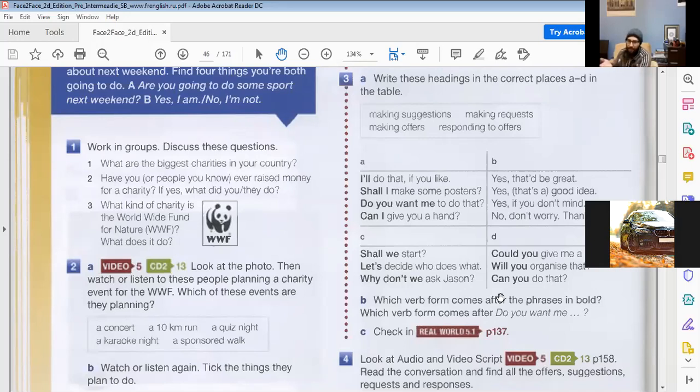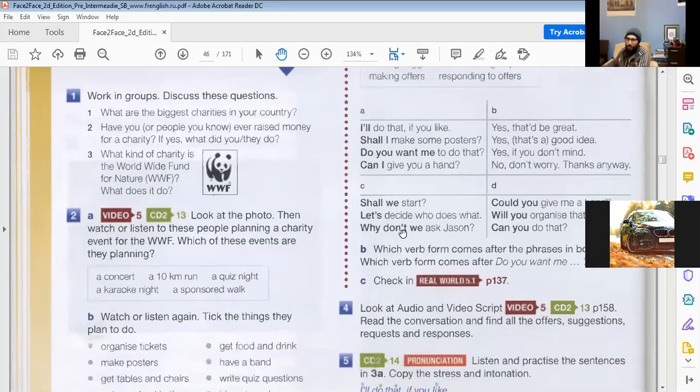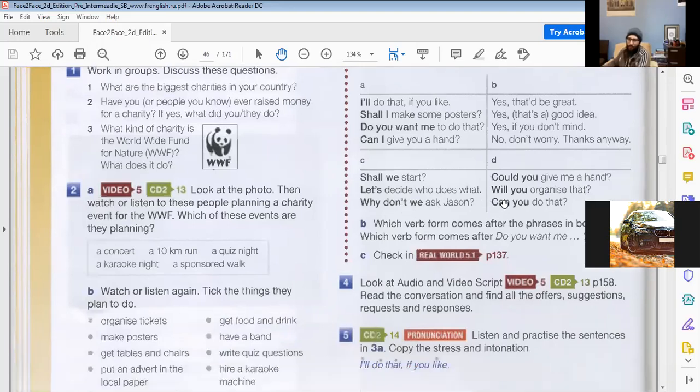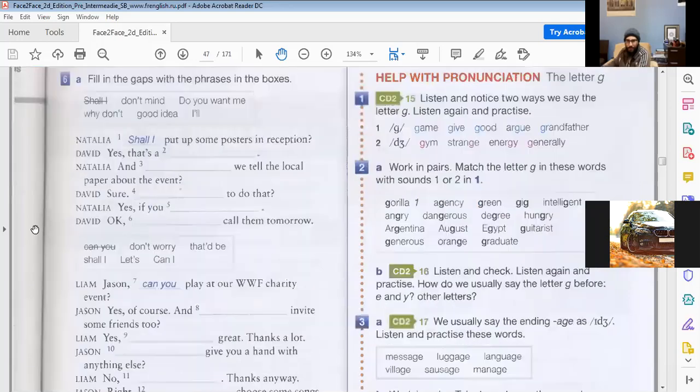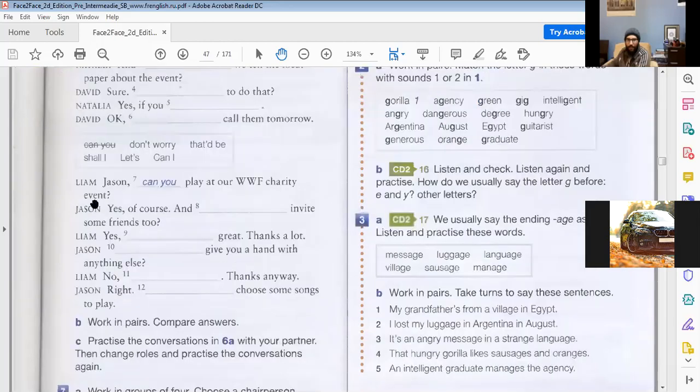Will you, maybe if you're a boss and you have employees, you can say will you. If a mother to her children, she can say will you. But usually you can't say it to someone you don't know. It's a bit strong, will you. So these are forms of requests. We talked about them. We also did these two examples between Natalia and David. And then we have Liam and Jason.